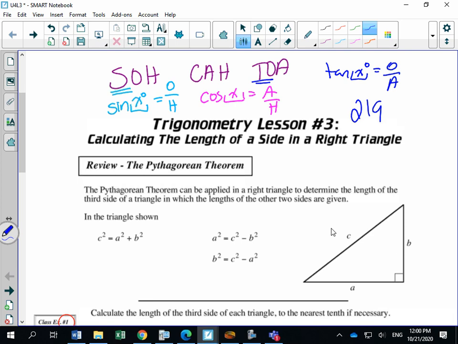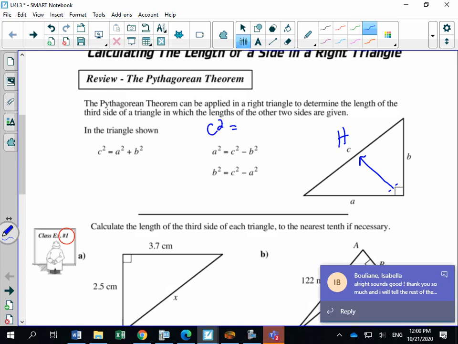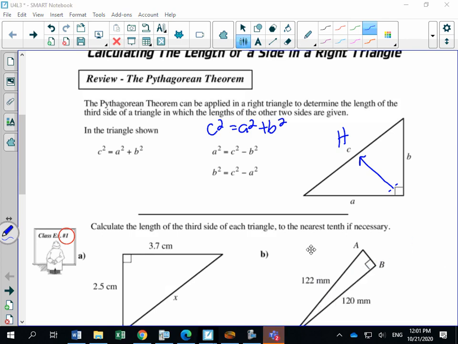So remember that in a triangle, 3 sides, the longest side of the triangle is called the hypotenuse, and we label that C, right? So A, B, and C. The longest side is C. And Pythagoras' theorem would be C squared equals A squared plus B squared. Okay, so we need to know this formula.